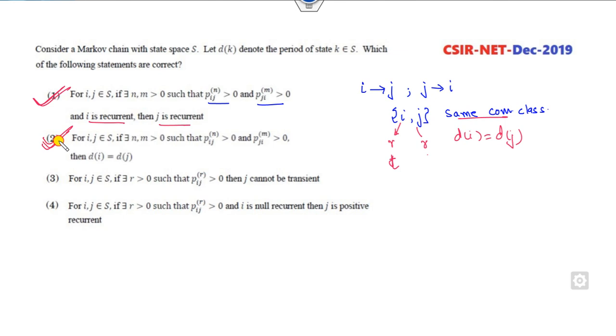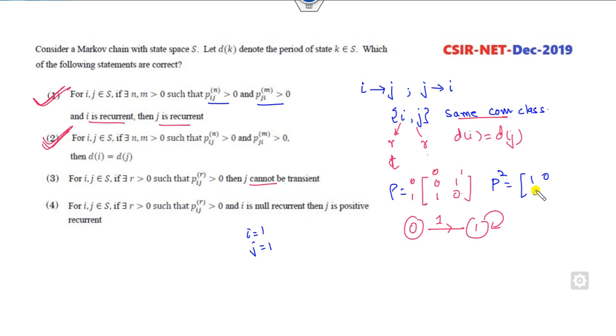For each I, J, there exists an R such that Pij^R is greater than 0, then J cannot be transient. That's again a wrong statement. If I simply say this is my state, the 0, 1 state, with the matrix 0, 1, 1, 0, then for I, J, consider I is 1 and J is 1. This is my P. What is the P square? 1, 0, 0, 1. If I consider R is 1, what is P11 of 1? P11 of 1 is 0.